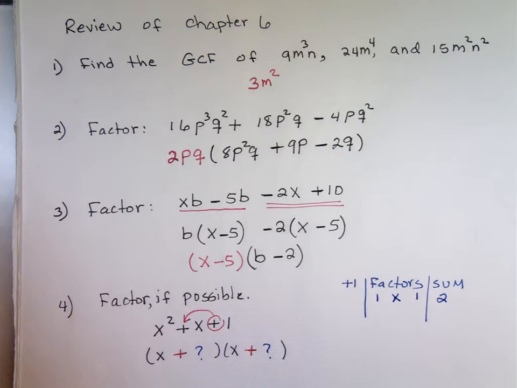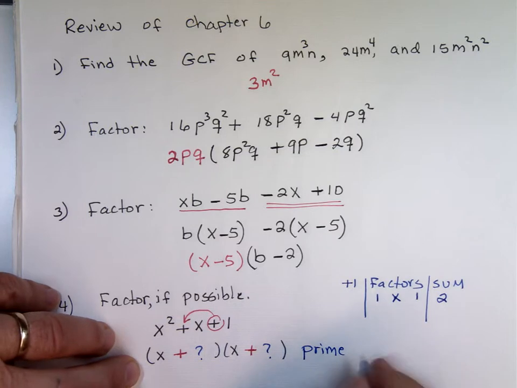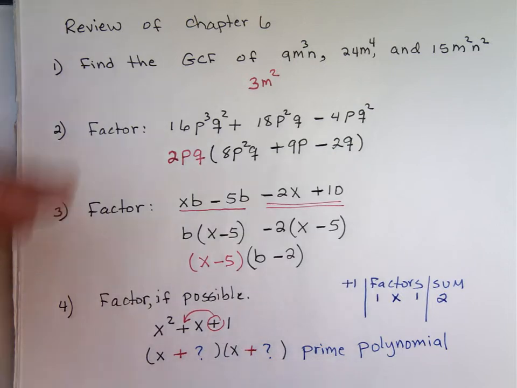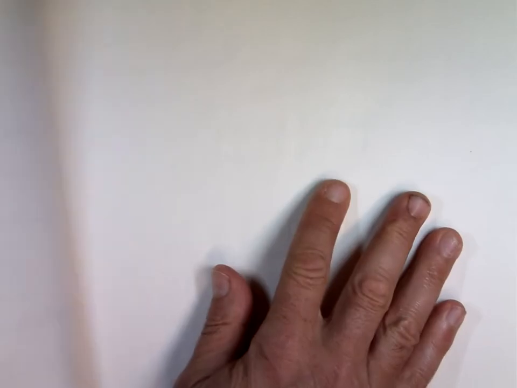If you can't factor it, then this is a prime polynomial. Can't be factored. Prime. Remember prime numbers? Prime numbers are numbers divisible by 1 and the number itself. This is the same thing. This is a prime. It can't be divided or factored. So there are some problems you can't factor. That's question 4. Let's do question 5.